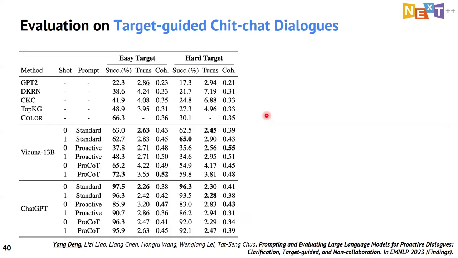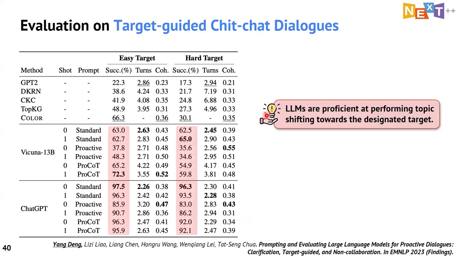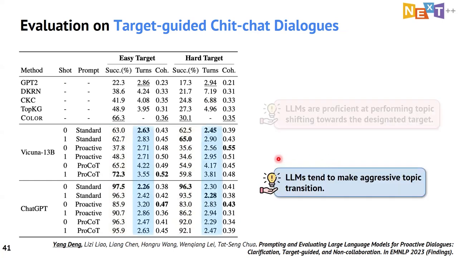And the second evaluation is on the target-guided chit-chat dialogues. And first, we can see that the LLMs are actually proficient at performing topic shifting towards the designated target. And we can look at the evaluations of the success rate, which measures how well the system can achieve the target goal within a certain number of conversation turns. So we can see that actually ChatGPT can already reach a nearly perfect performance on the success rate of reaching the target topic.